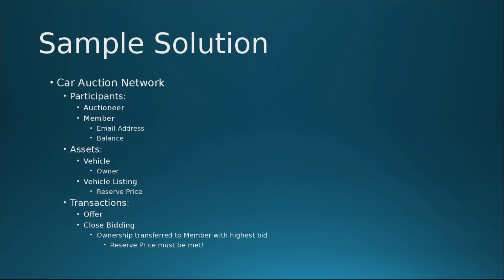The second asset that we're tracking is the vehicle sale listing. And the primary property or attribute that we're interested in there is the reserve price of the vehicle. And then finally, we have two different transactions in our solution. We have an offer transaction where a member can place a bid on a vehicle listed in a vehicle listing. We also have the closed bidding transaction that the auctioneer can call.